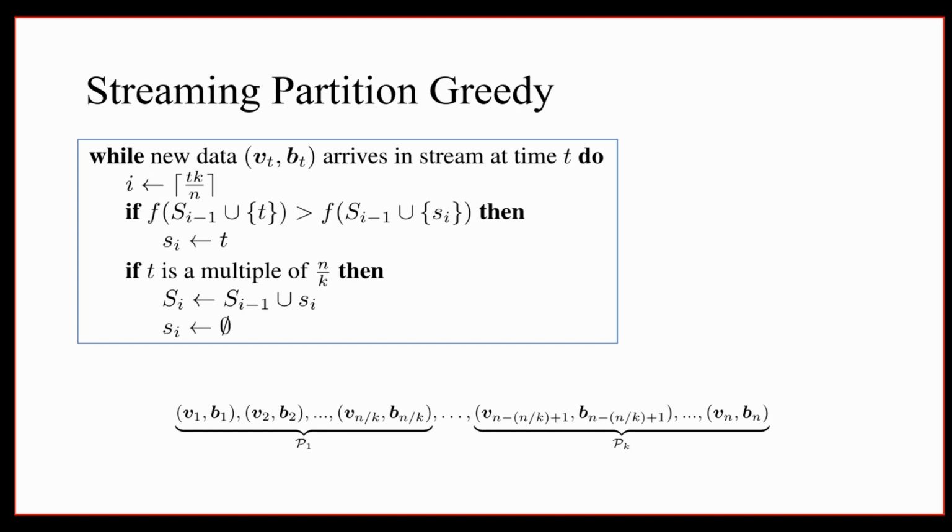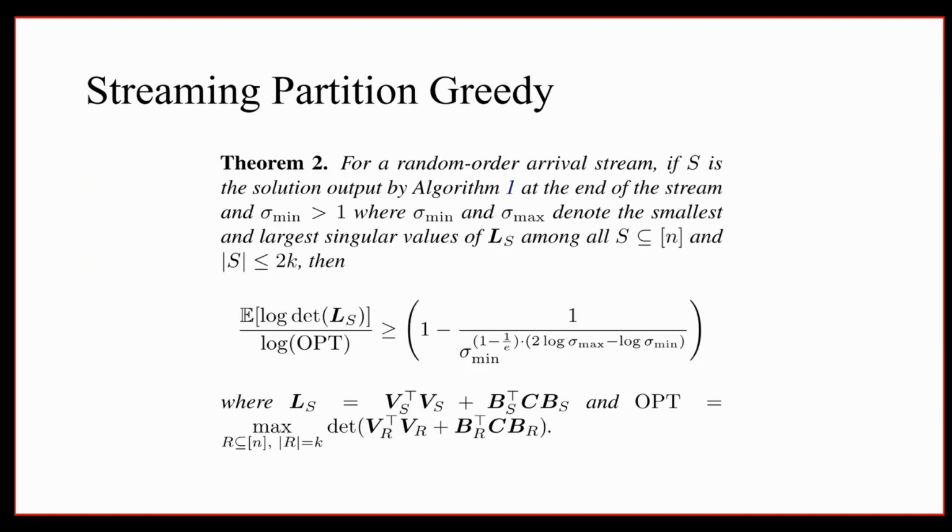That's the greedy algorithm. Here, what we do is we partition the n items into k buckets. So there is a bucket of size n over k, then from n over k plus 1 to 2n over k, and so on. Now we select the first item among only the first n over k items. Then the second item is chosen from the second bucket, conditioned on the first item, and so on. So in one pass, you can output a solution of size k. That is this algorithm.